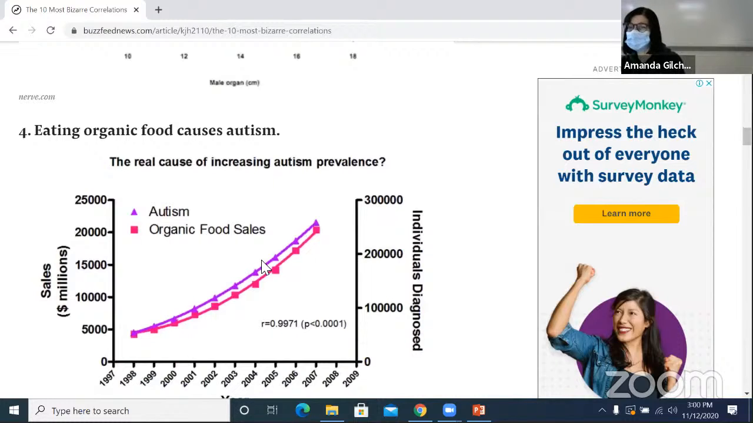No, it doesn't. That's correlation. So take a look. Because of better diagnostic criteria and better diagnostic methods and increasing awareness, diagnoses of autism have increased. So have sales of organic food.